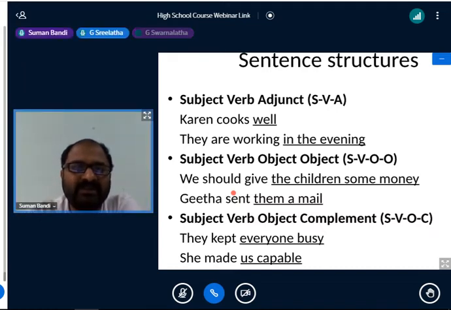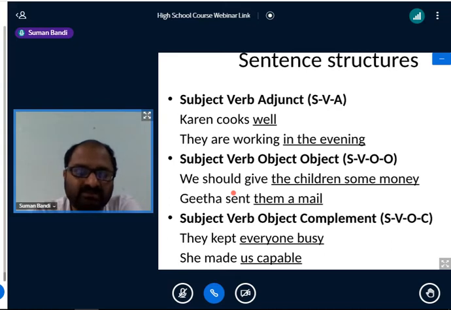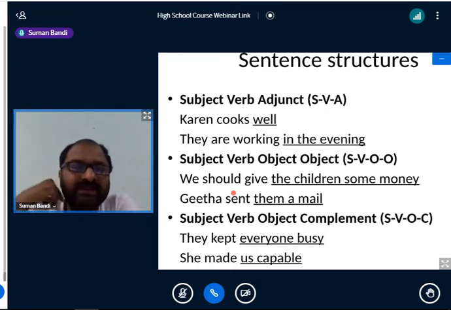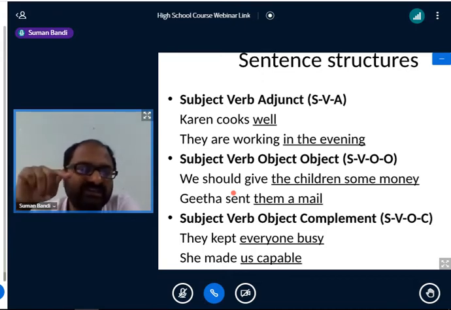Everyone, sir. Everyone. Obviously, right? Everyone is the object of the sentence, isn't it? So it is a complement representing the object. So, object complement. SVOC. She made us capable. Again, capable refers to us, not she. Capable is an adjective again, so capable is an object complement. She painted the wall green. Now, green refers to the wall, not she. Again, that's an object complement, right?